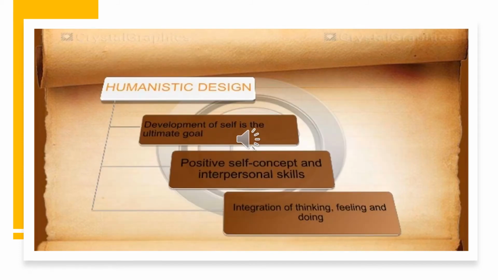Humanistic design. Development of self is the ultimate goal of this design. Positive self-concept and interpersonal skills, integration of thinking, feeling, and doing. This curriculum focuses on the development and realization of the learners or the students as a complete entity. According to experts, if education succeeds in the development of the needs, interests, and aptitudes of the individual, the students will willingly cooperate with others rather than conflict.